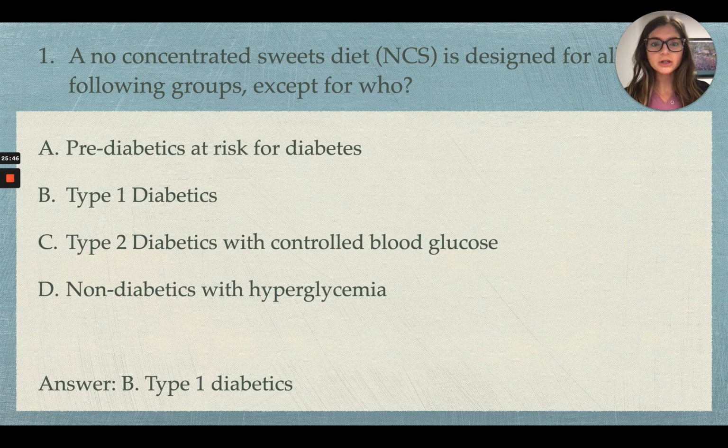The no concentrated sweets diet is not designed for individuals with type 1 diabetes, and this is because their body does not produce insulin, and so because they are on a strict insulin regimen, it's going to be important to be on a diabetic diet in order to have a consistent amount of carbohydrates.